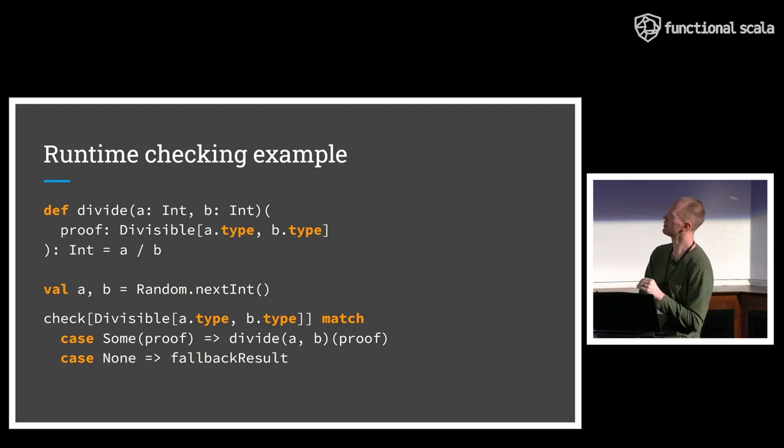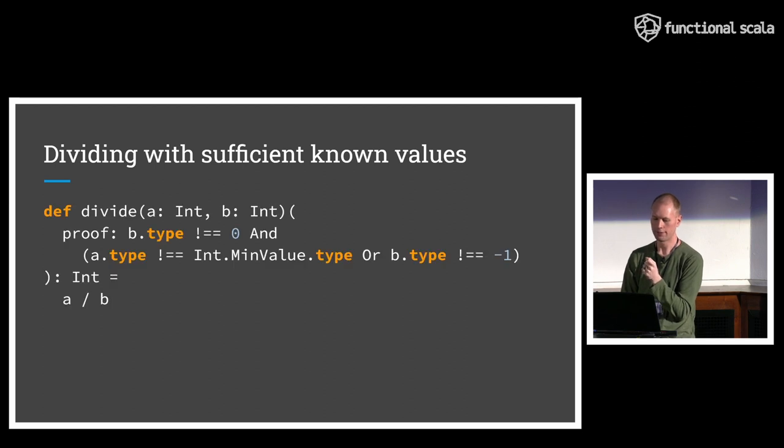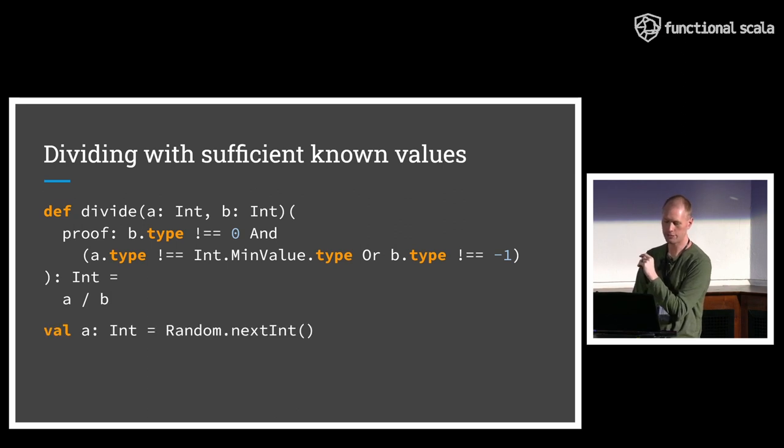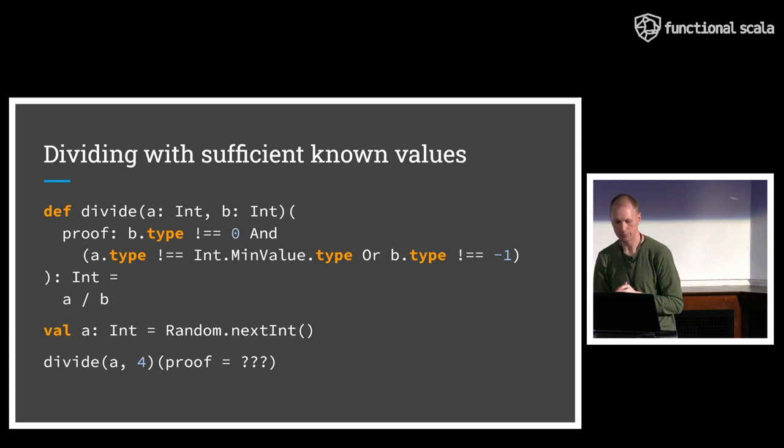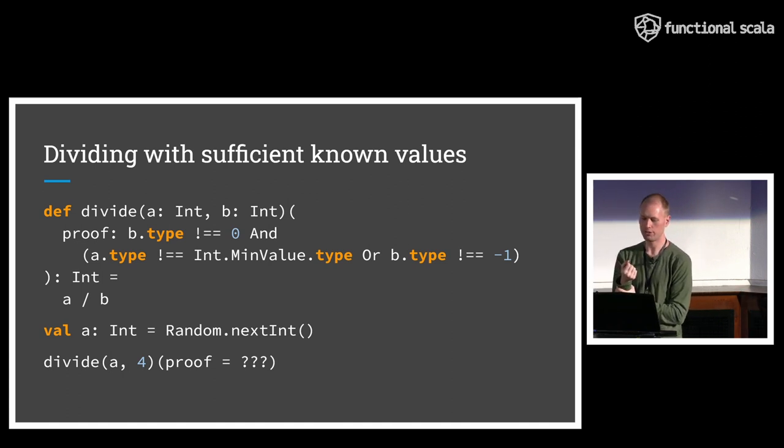And so that works. But sometimes we have known values that we want to divide with, and we don't want to have to check at runtime. We know at compile time. So for example, we're now using our divide method. Let's say A is a random int, and we know B is 4. We would like to call this because we know it's safe, because as we said before, the number 4 is going to meet this proof on B.